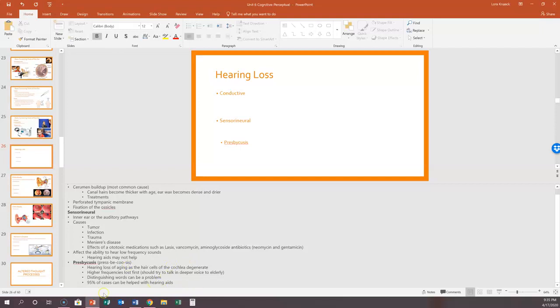Distinguishing words can be a problem with this type of hearing loss, and 95% of cases can be helped with hearing aids.